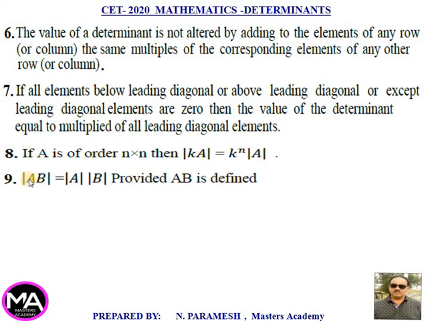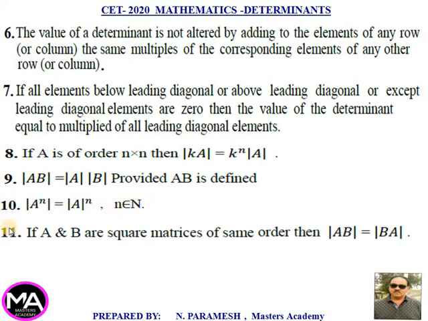Ninth point, determinant AB is equal to determinant A times determinant B, provided AB is defined. 10th point, determinant A to the power n is equal to determinant A whole to the power n, n belongs to natural numbers. 11th point, if A and B are square matrices of the same order, then determinant AB is equal to determinant BA.